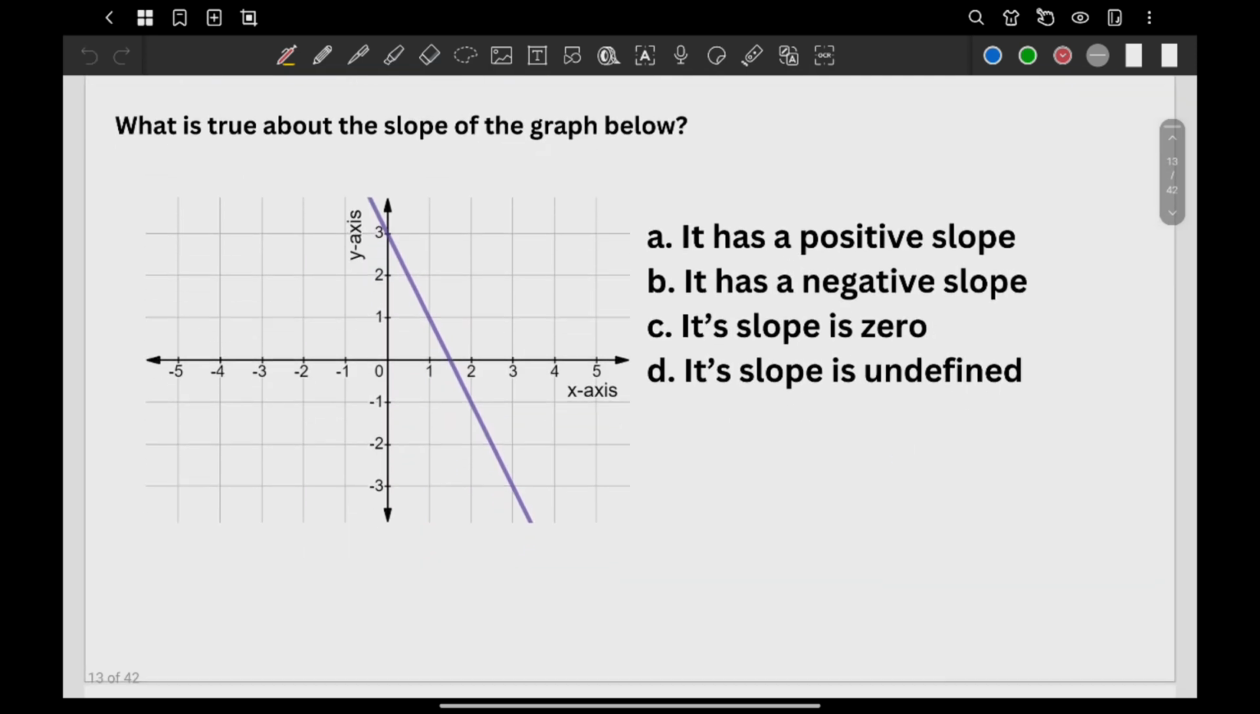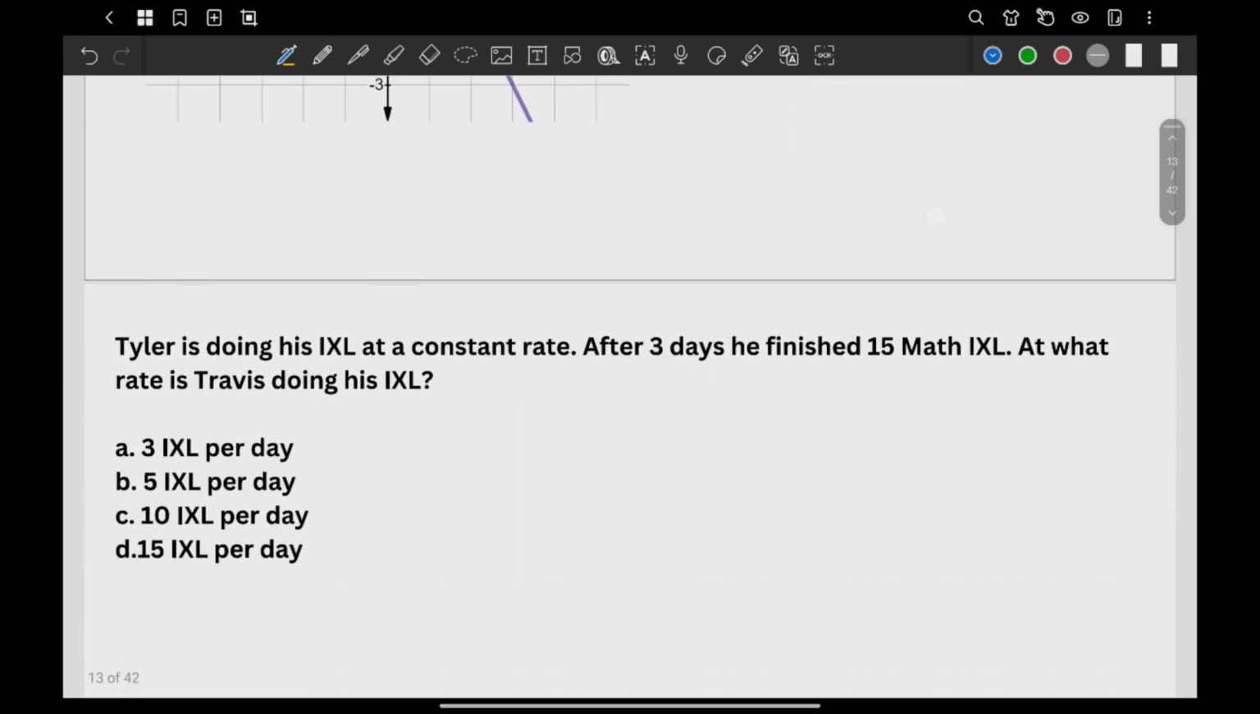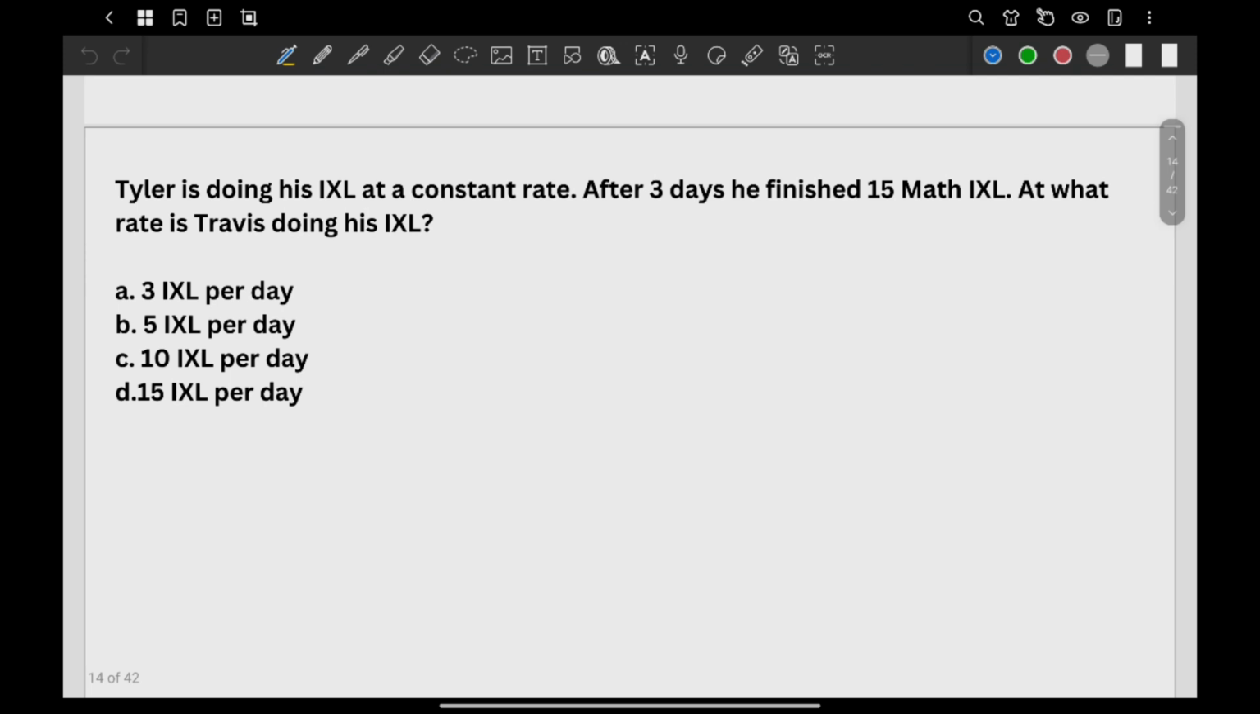Next one. As I mentioned a while ago, this one is slanting to the left. So the slope here should be negative. Next.